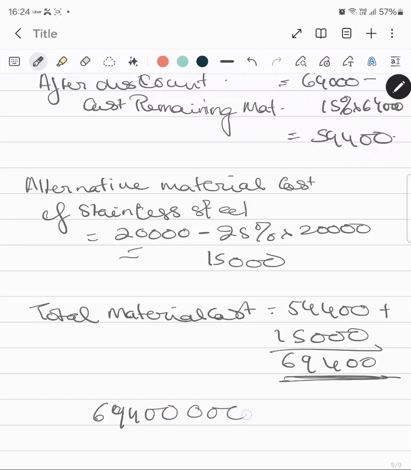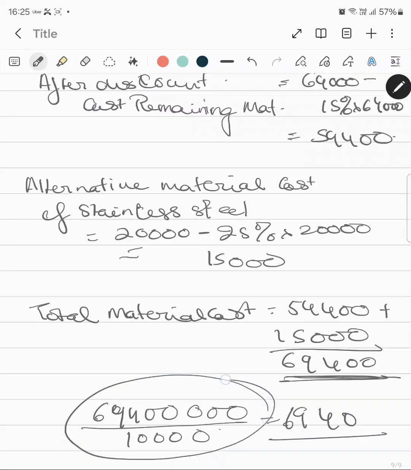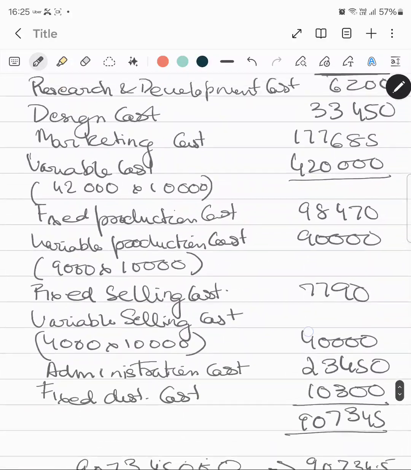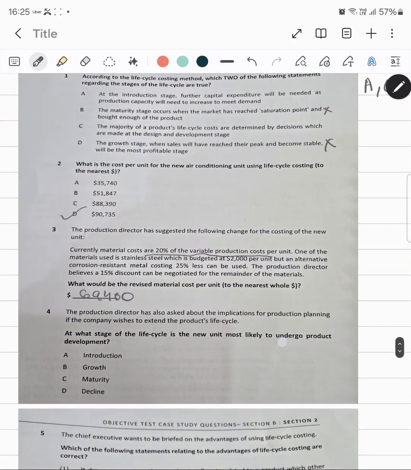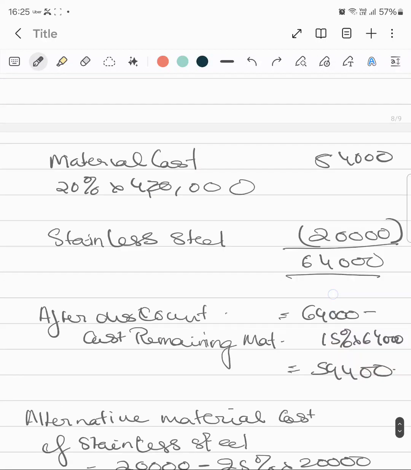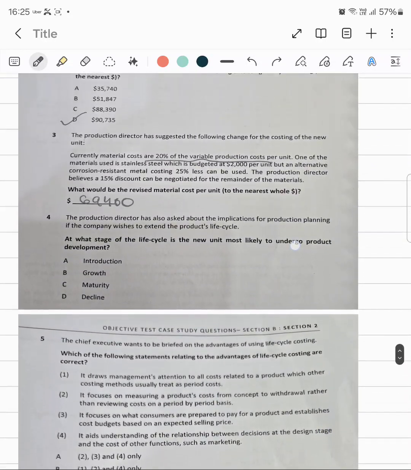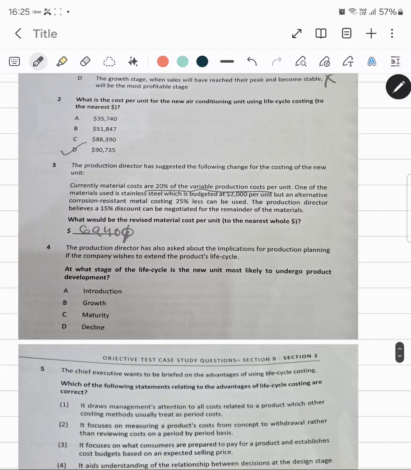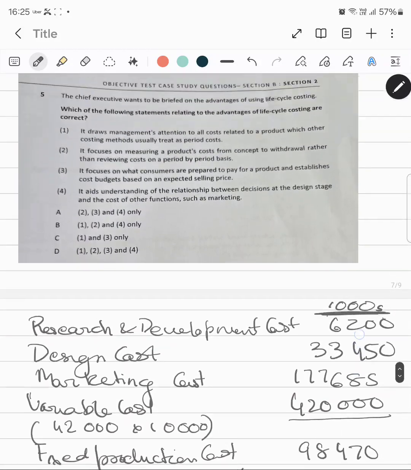So you need to be really mindful of all these things, and I would divide this by 10,000, and then I will get to know the cost per unit, which is 6940. So you will have to be very careful about this. This could have been a careless mistake in the exams. So I'll just scribble this down.